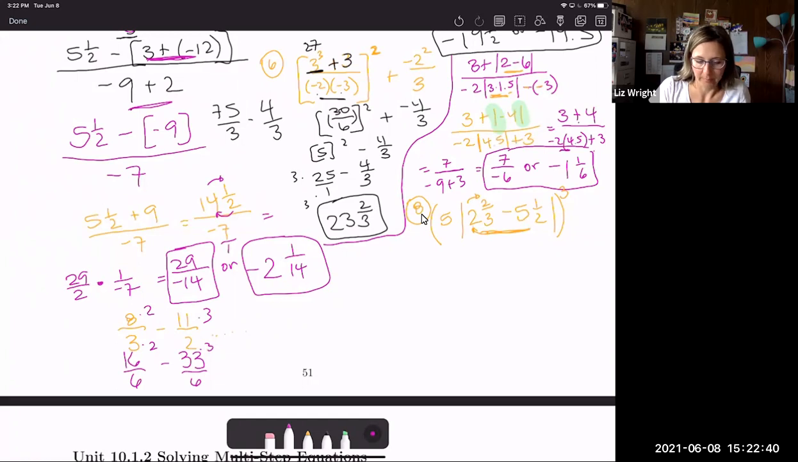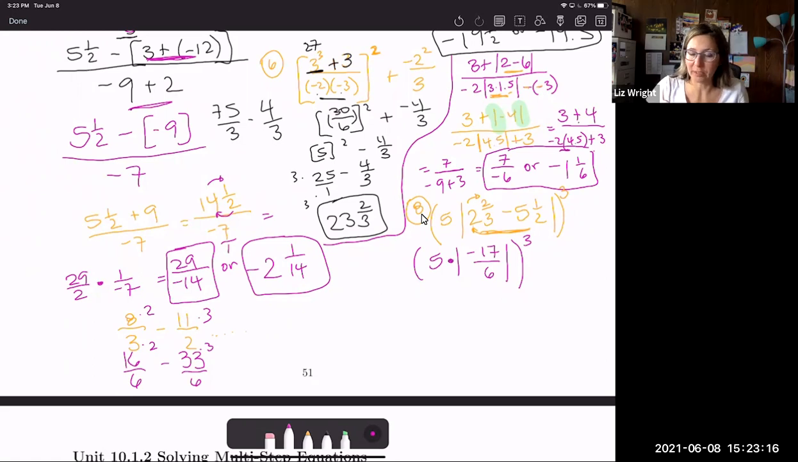Okay. And then I'm going to come up here. We're going to have 5 and then times our absolute value. So let's subtract our 16 minus 33. 16 and 16 is 32. So that'll be -17. -17 over 6. And then I want to make sure I'm not forgetting my pieces here. And then we're going to cube it. So the absolute value of -17 over 6 is +17 over 6, and we are multiplying here.